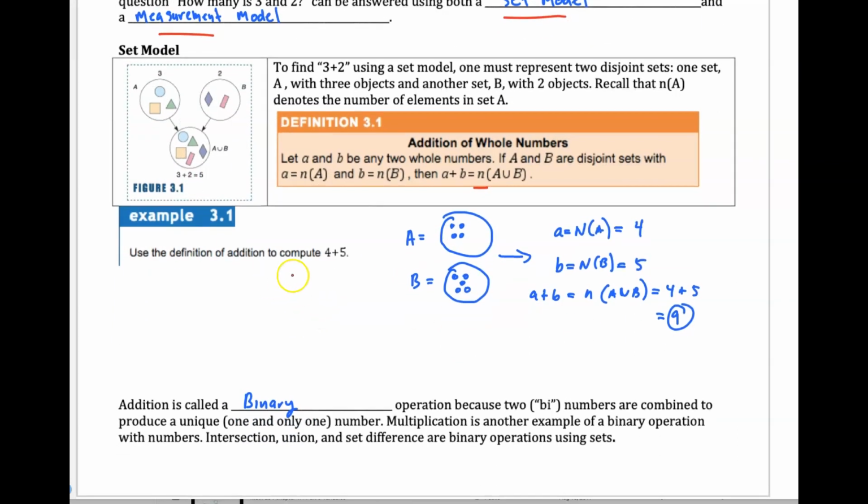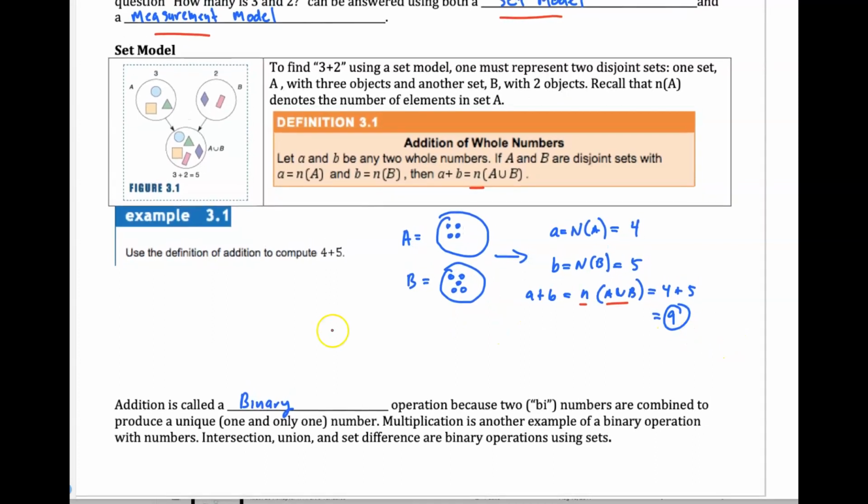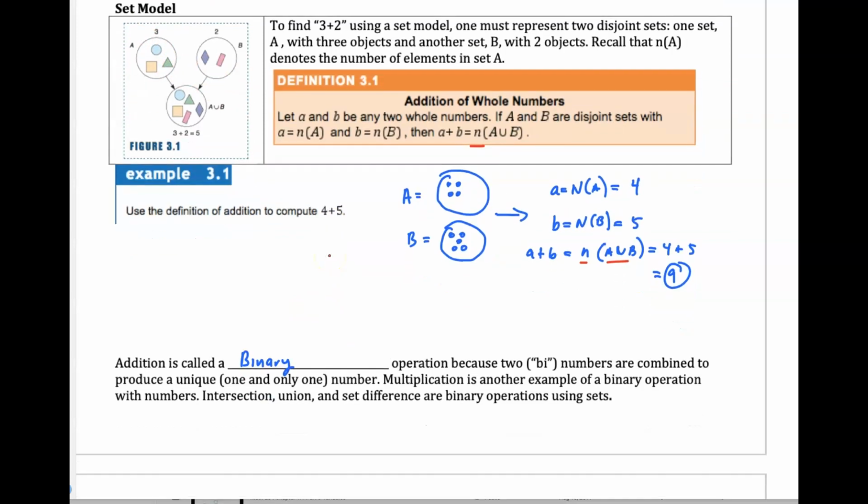From the definition of 4 plus 5, there are 4 objects and 5 objects. You put those together, and then how many objects are in the union of those 2 sets after you put them together? That would be 9. So that's the idea of a set model: you're joining 2 quantities together to get a new quantity.